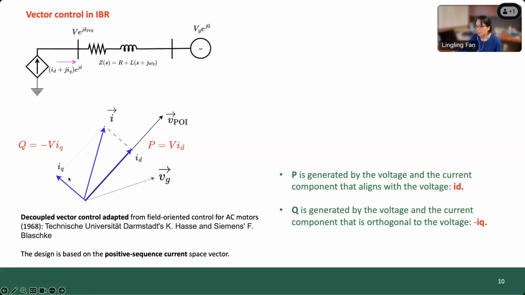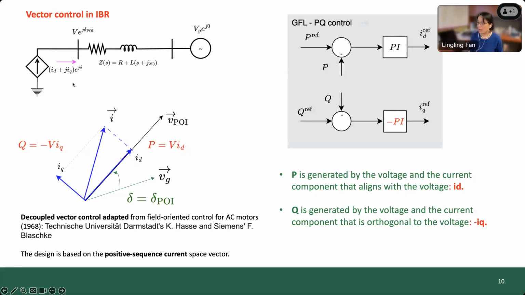So that's the idea. Now, what is the requirement? You have to be able to set up a frame, and that frame has to be aligned with the POI voltage. So the DQ frame has to be aligned with your voltage frame. So that's the idea.